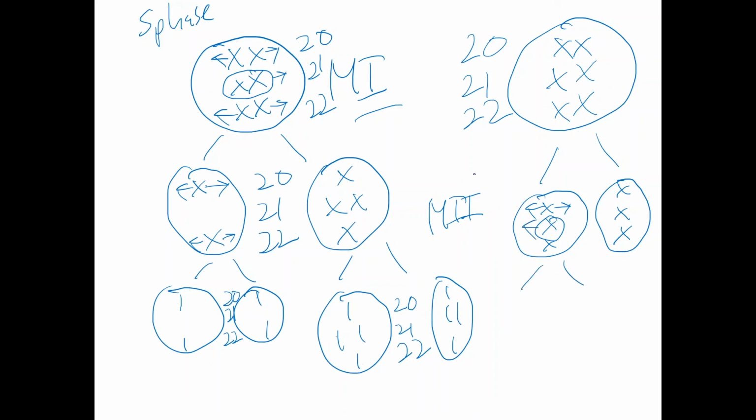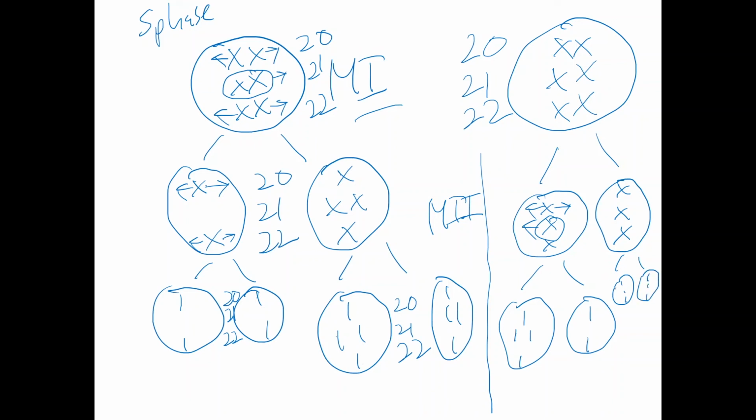So what will happen here, we'll draw a little divider line, is you're going to get equal distribution of 20 and 22. But then one cell will get both of the 21s, and the other cell will get none. And then this cell will be normal, where you'll have one of each like that. So that's the difference between meiosis 1 and meiosis 2 for non-disjunction.